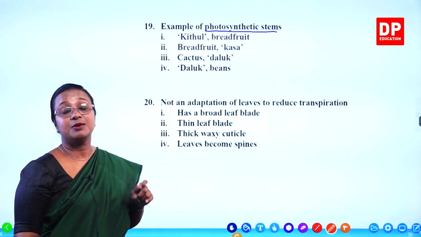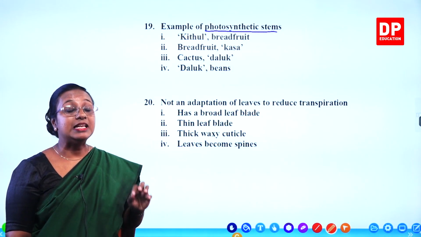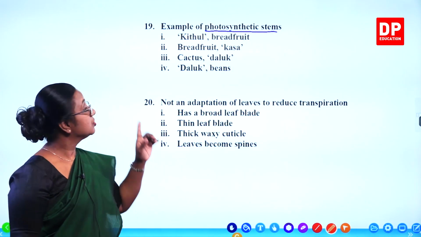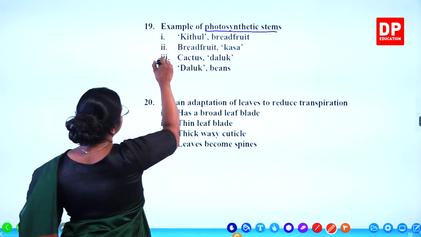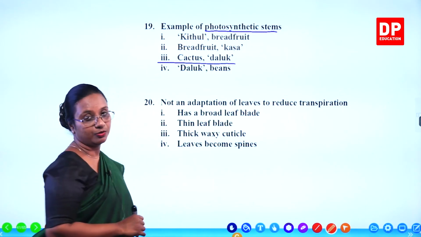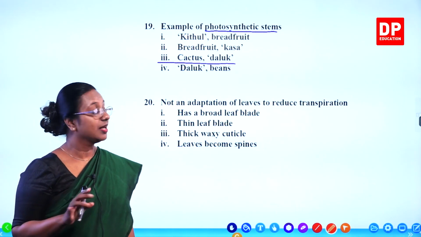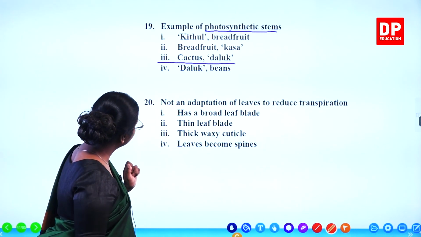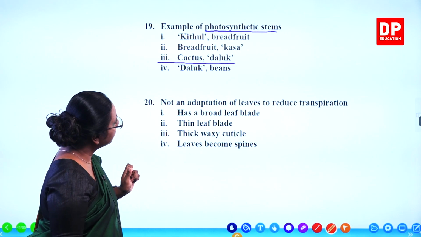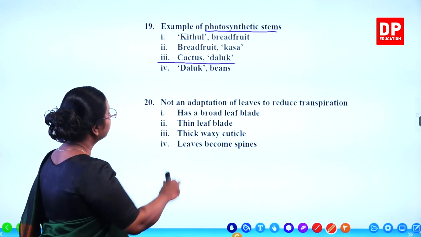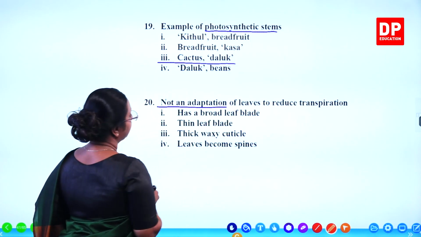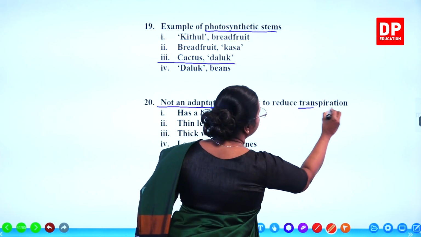But beans, what is the stem present? It is a climbing stem. So what's the correct answer? Examples of photosynthetic stems, cactus and Daluk. Is that correct, students? Okay. Then the last one here. Not an adaptation of leaves to reduce transpiration. Look at the question. Not an adaptation to reduce transpiration.